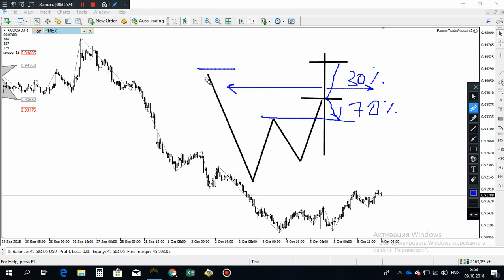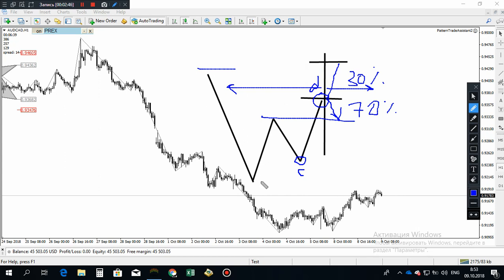I don't say anything about the X to A to B to C point ratios, the impulses, the size of these legs, the structure of these legs or something. I am only talking about this final movement today. I'm only talking about the C to D leg.